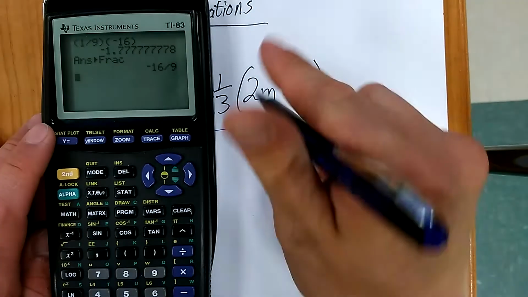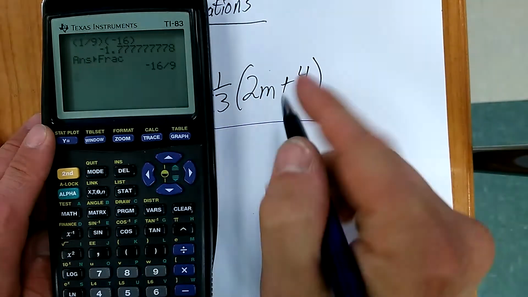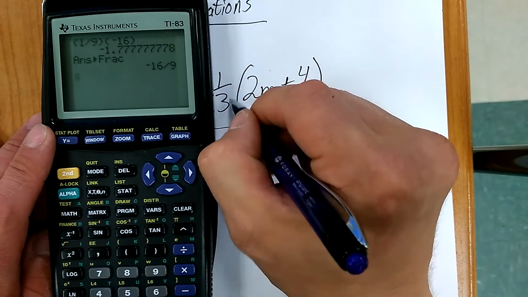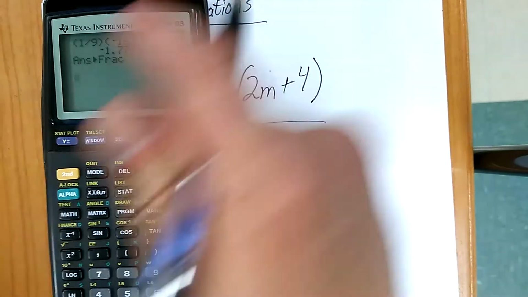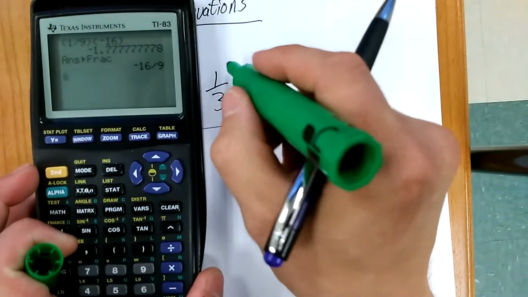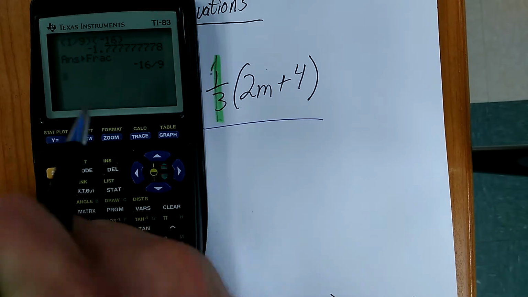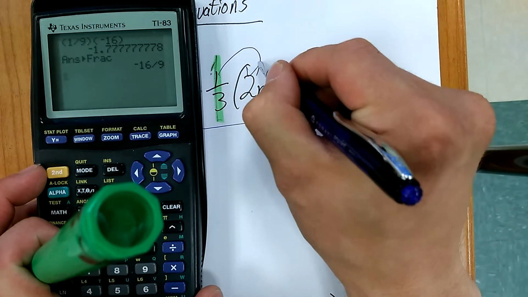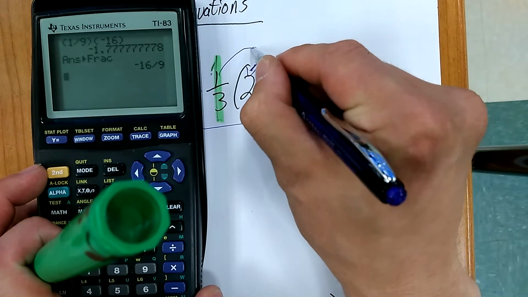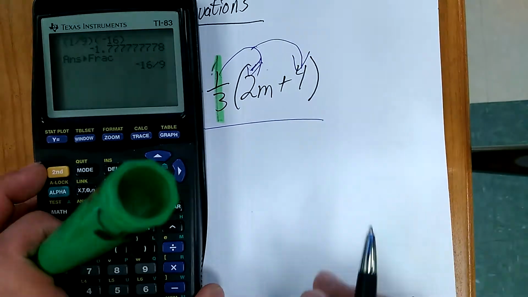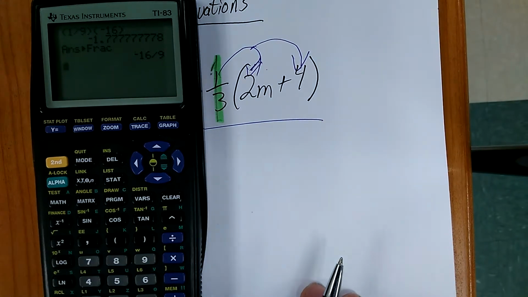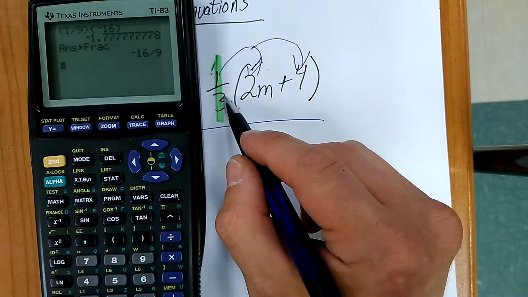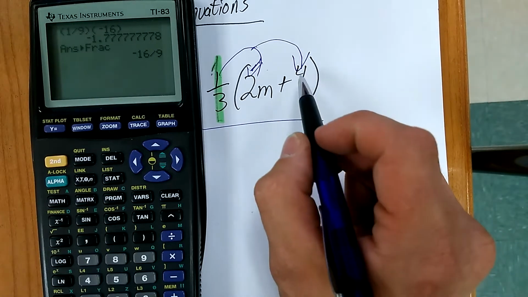1/3 times 2m. Well, first, before we do any of that, we need to see if we can combine anything in these parentheses. Obviously, we can't. So we're going to take this fraction right here, 1/3, and distribute it to everything inside the parentheses. Those are horrible arrows, I am so sorry. Anyway, point is, we have to multiply this 1/3 times this 2m and this 4.